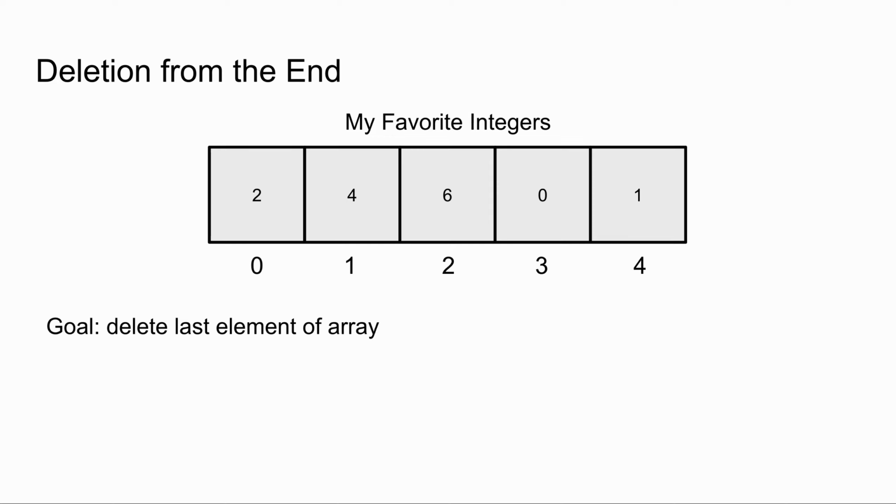The next operation we will look at is deletion. Here, our goal is to delete the last element of the array. Assuming the array is full, we can simply access the last element of the array and then delete it. Then, deletion from the end has O(1) time complexity.